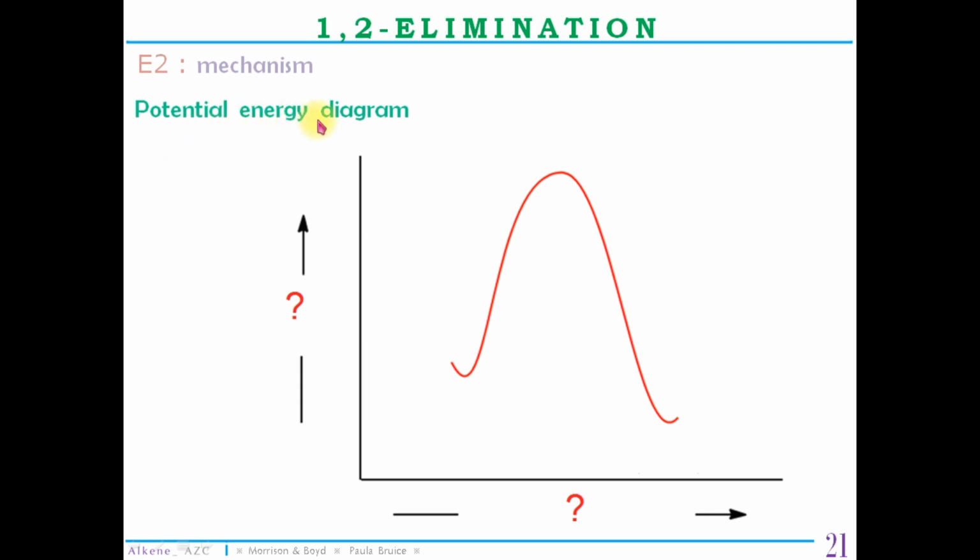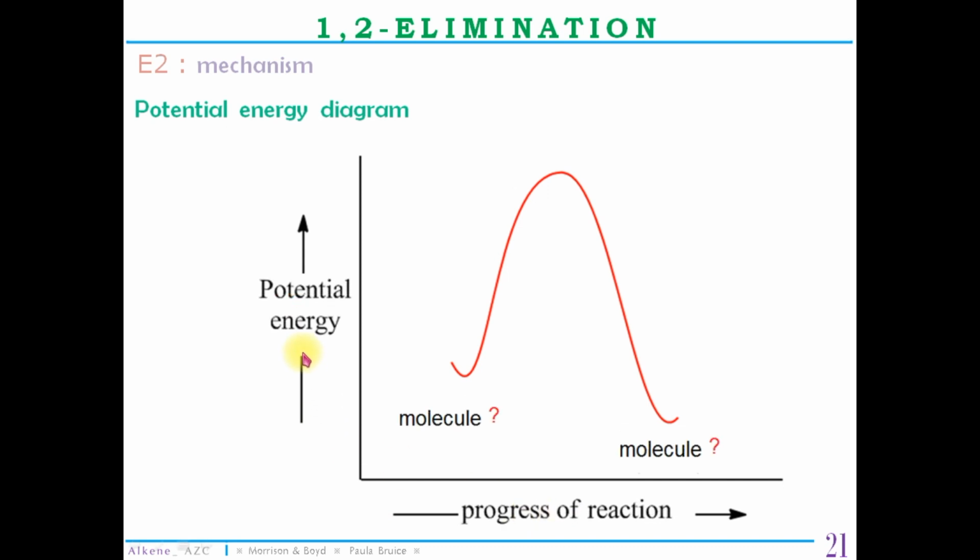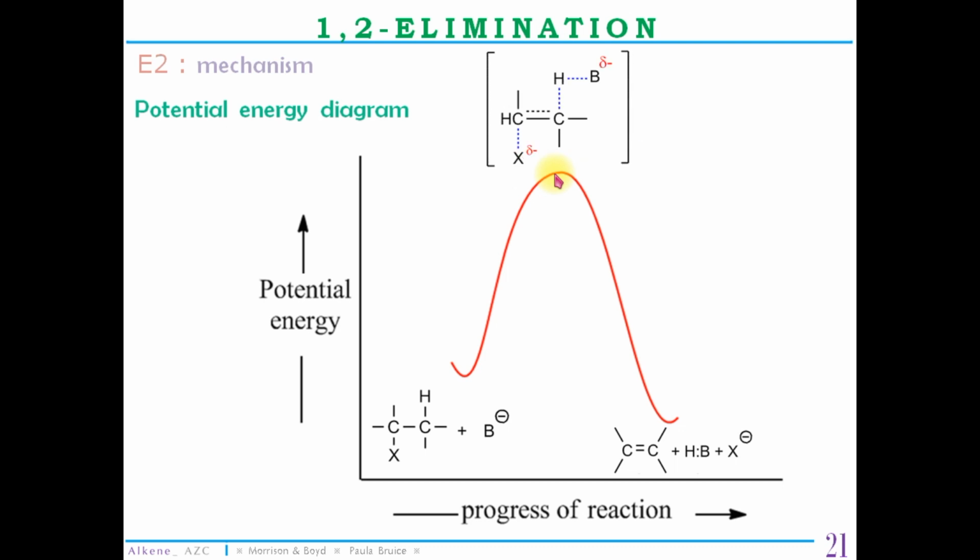Potential energy diagram of E2 mechanism. In the energy diagram, the x-axis is progress of reaction, the y-axis is potential energy. Here are the starting materials and here the product, and the hill represents the transition state arrangement where there is partial bond making and bond breaking process.